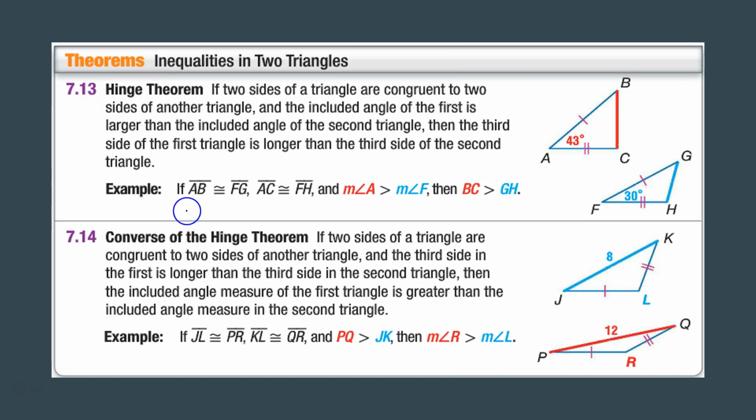Alright, so let's look at an example so that it makes more sense. If side AB, this one here, is congruent with side FG, and AC is congruent with FH, and we also know the measurement of angle A is greater than the measurement of angle F, then we'll know that this side BC must be greater than GH.